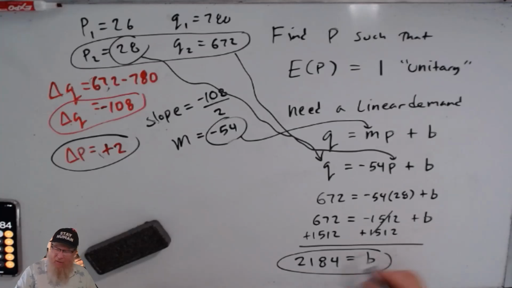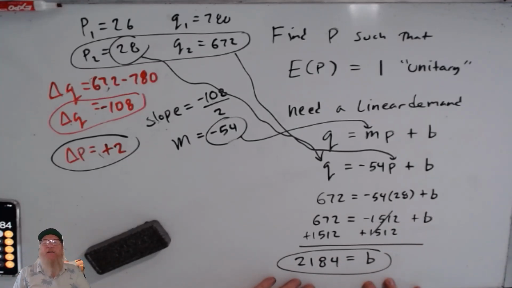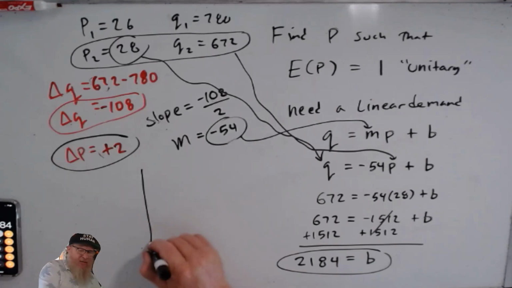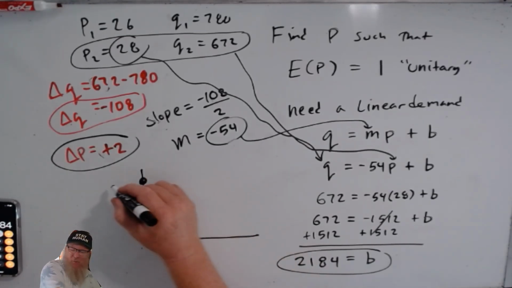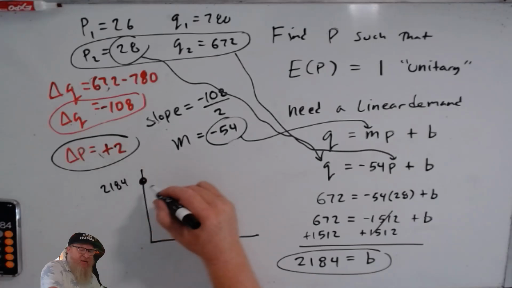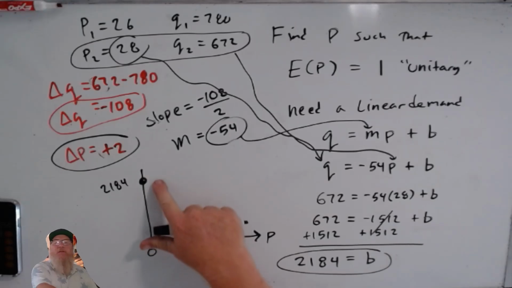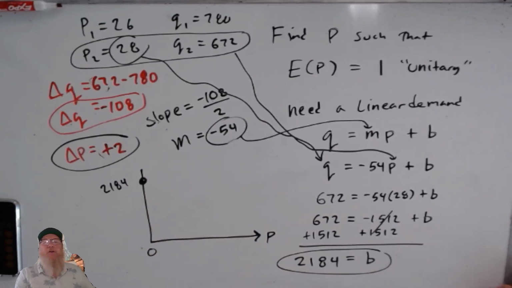All right. This is the demand at which the price is 0. Sometimes we call it the giveaway demand. So if you were giving it away, the price was 0, you could give away 2,184.